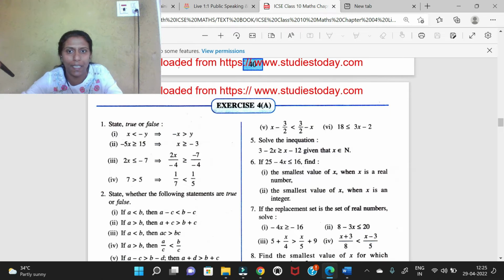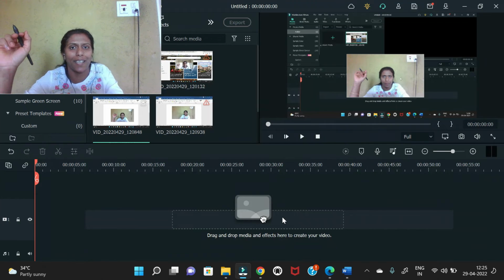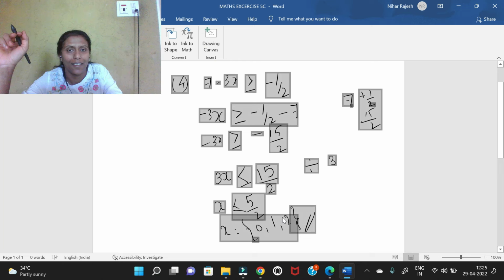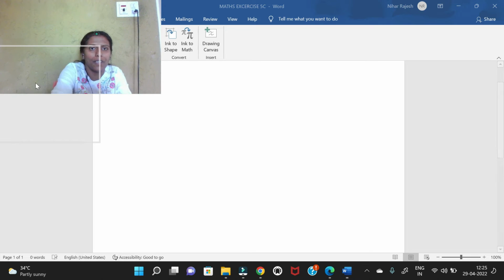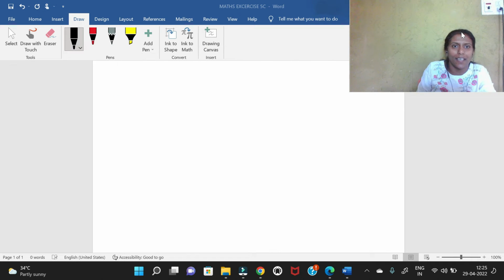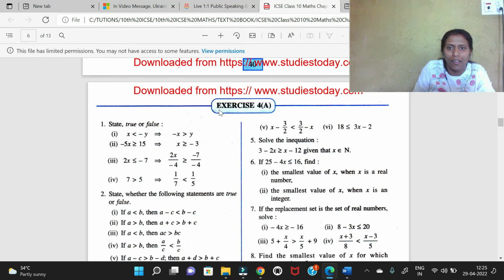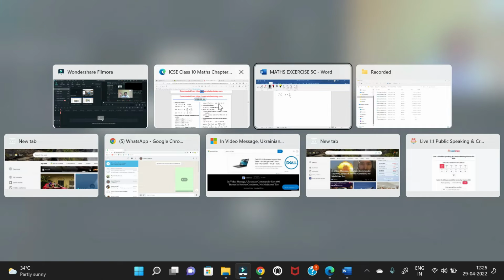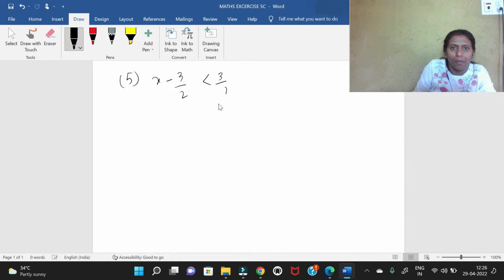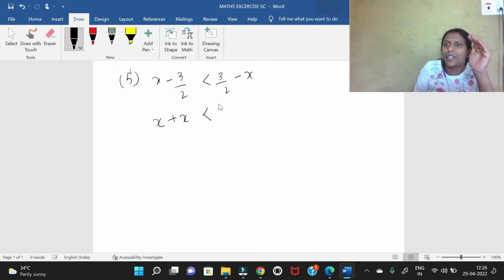Fifth one tells x minus 3 by 2 is less than 3 by 2 minus x. Okay, so the fifth one here said x minus 3 by 2 lesser than 3 by 2 minus x. Now what shall we do? Let us take the variables onto the left side. Boys to boys side, girls to girls side. If that's the case, it becomes x plus x. Now, let the relationship be same.